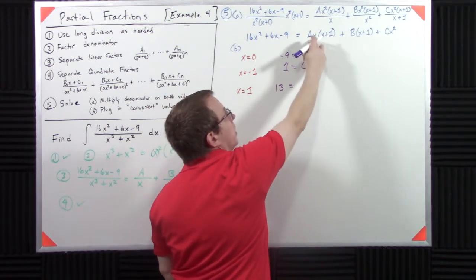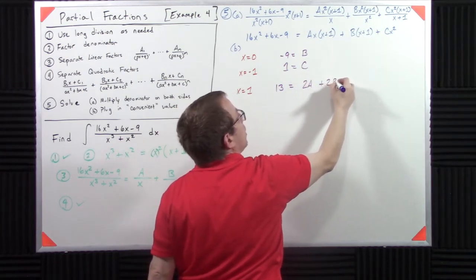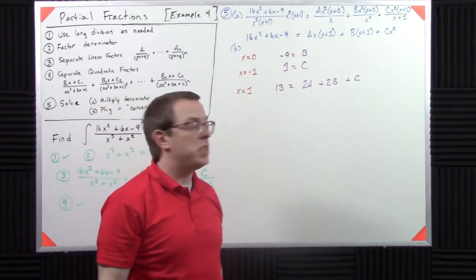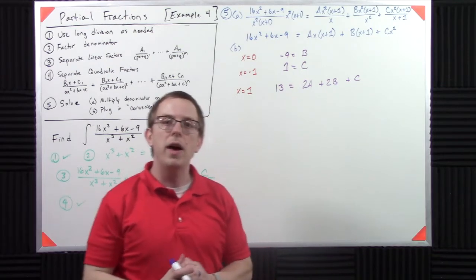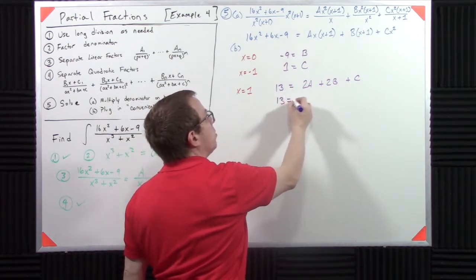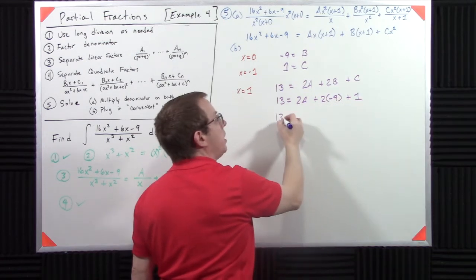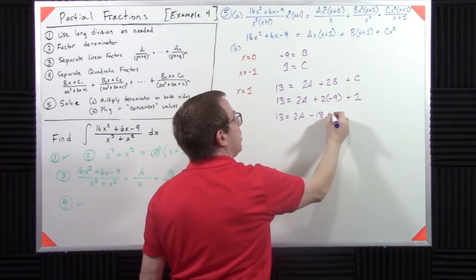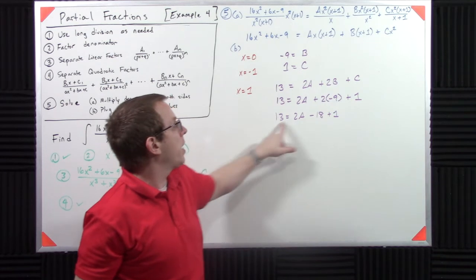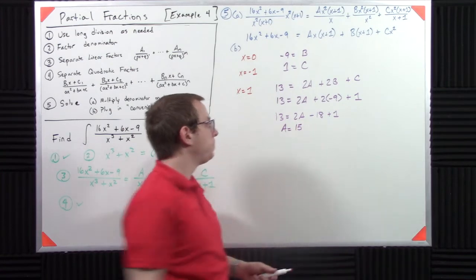So a times 1 is a times 2, so I have 2a, b times 2, so 2b, plus c. So 13 is 2a plus 2b plus c, which doesn't look very helpful except for the fact that I know what b and c are. So I can say 13 equals 2a plus 2 times negative 9 plus 1. So 13 is 2a minus 18 plus 1. If I add 18 to both sides, that's 31. If I subtract 1 from both sides, that's 30, giving me that a is 15.